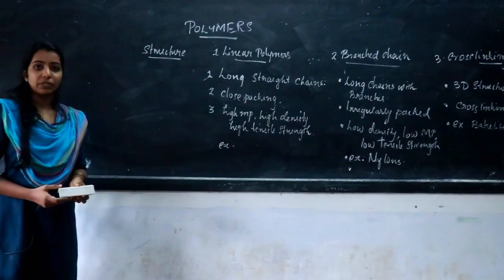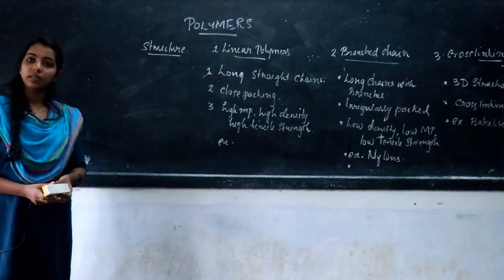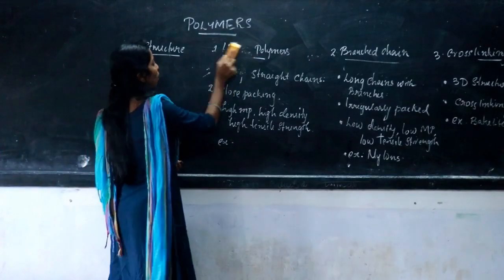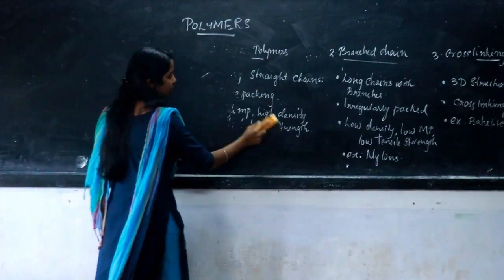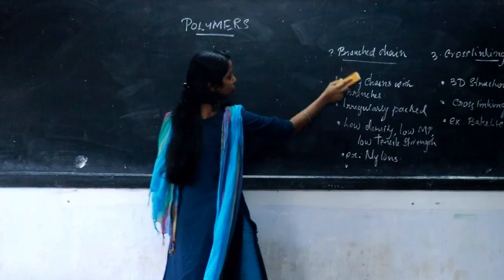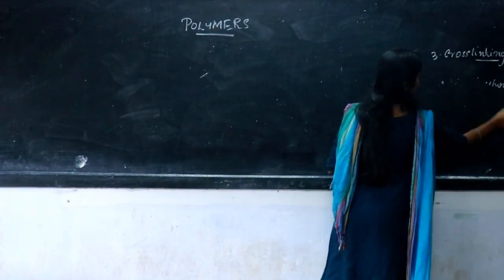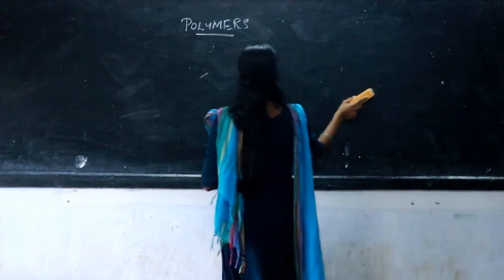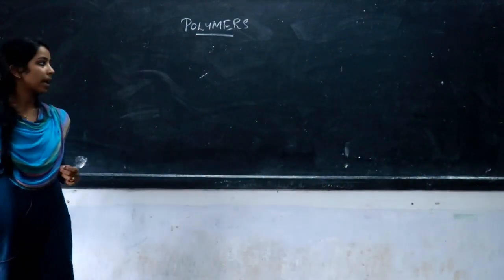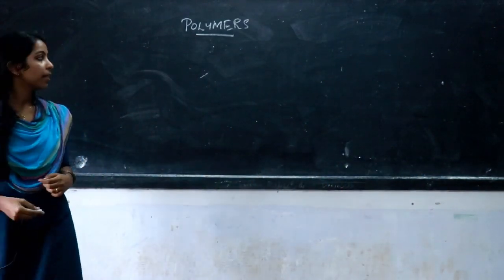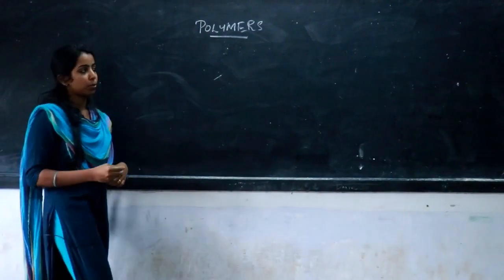Now the next mode of classification is based on mode of polymerization. Based on mode of polymerization, polymers are classified into two types. They are addition polymers and condensation polymers.